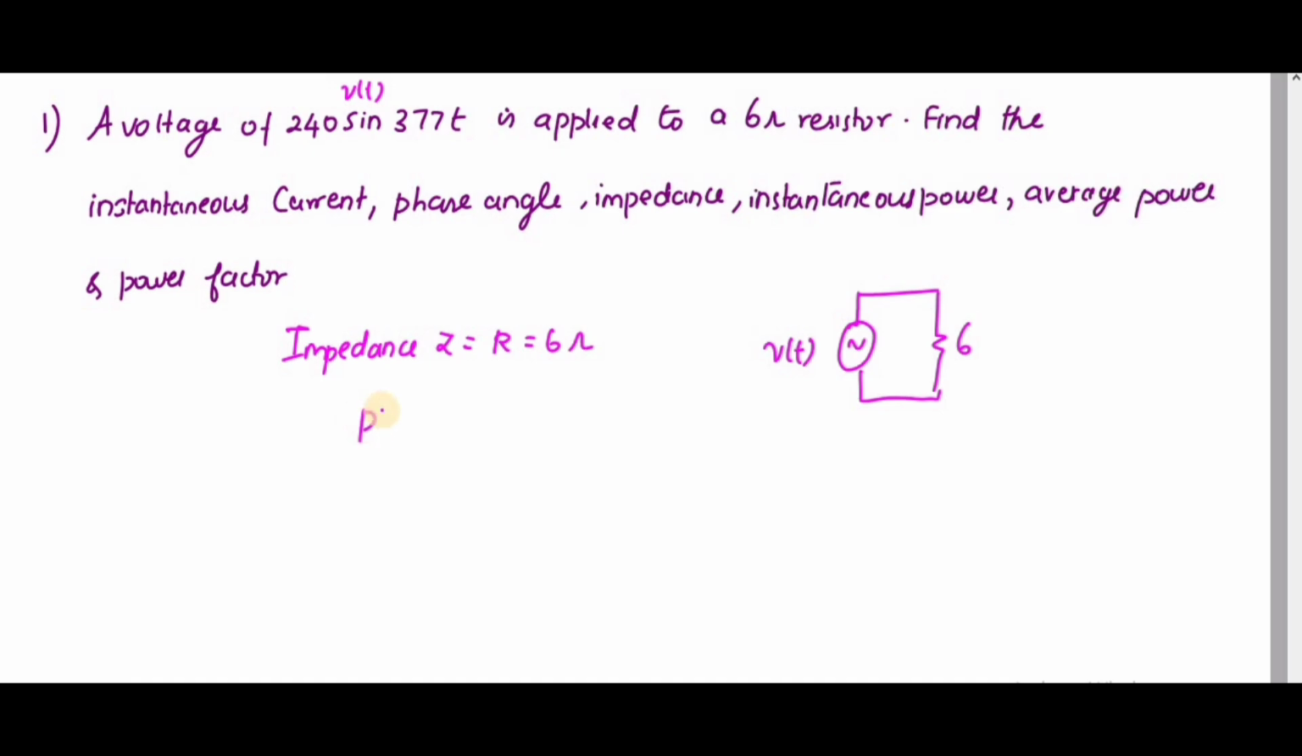Next we will find the phase angle, that is phi. Since I have only a resistor, the phase angle value is 0. Therefore the power factor is cos phi. What is cos phi? Cos 0 is 1. So the power factor is 1, which means the voltage and current are in phase.